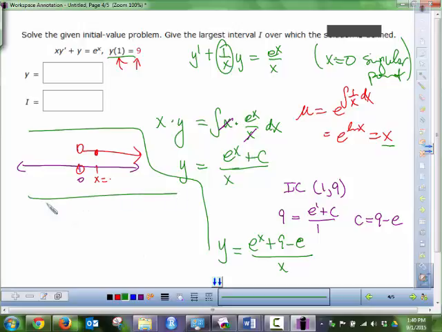And while we're at it, if I rewrite this equation as y is equal to e to the x over x plus 9 minus e over x. As x goes off to infinity, e to the x is going to get really large, so this is probably going to go off to infinity. But what happens to this?